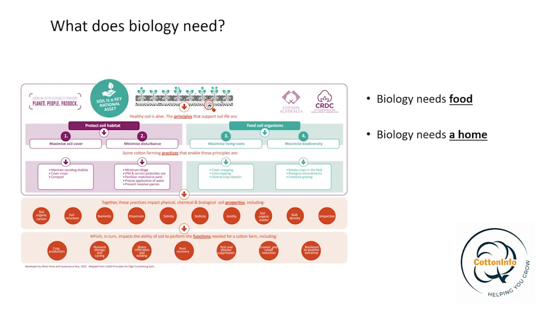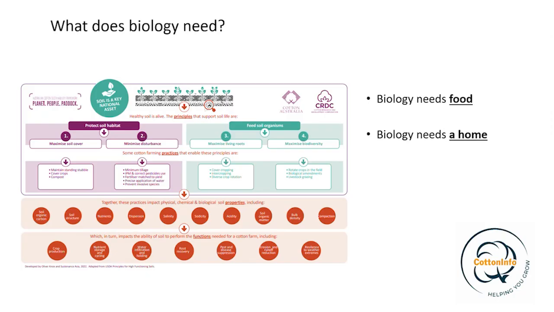So then I guess the question is, what can we do to support our biology? Well, we can think about what our biology needs. If we look at our cotton soil health framework, we know that biology needs food and biology needs a home. So like us, they're living things, they need to eat and they need somewhere to live. Food for biology is something that we've already touched on, and that's our organic matter and our carbon that the biology needs to break down and keep our cycle going. So if we've got soils with really good organic matter levels, then we're supplying a good amount of food to our soil biology.